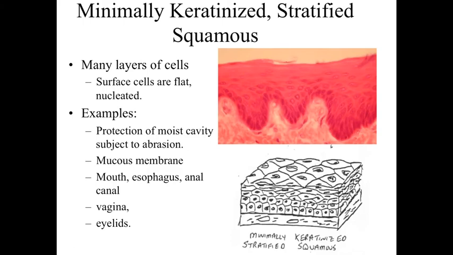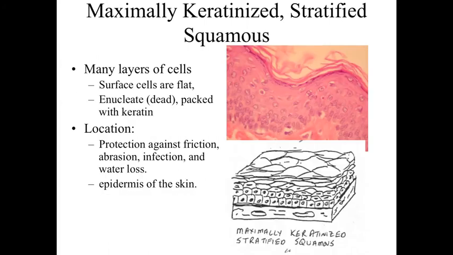We can find it in regions of the body with a moist cavity subject to abrasion, like the mouth, the esophagus, the anal canal. We can find it lining the vagina. We can find it lining the inner surface of the eyelids. So again, it's going to be a relatively resistant form, but we've got nucleated, or living, cells along the surface. It's minimally keratinized because we're exposed to that moist cavity.